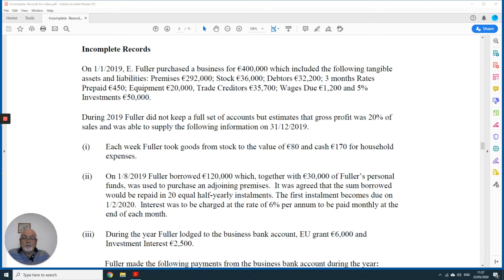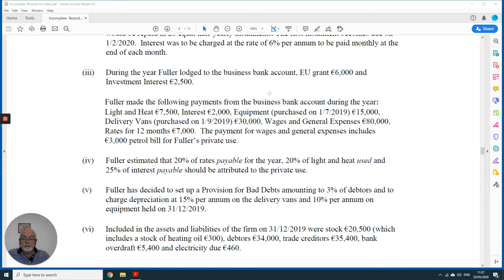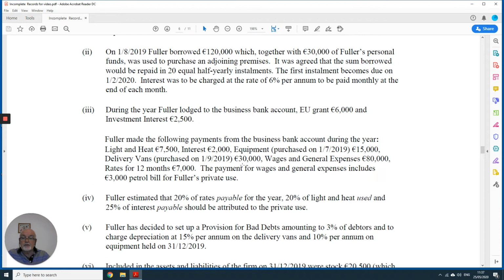In the same way with creditors, although we know the creditors at the start of the year, in the first paragraph, and at the end of the year, in the final paragraph, we don't, however, have any figure for the amount we paid our suppliers or creditors during the year. So again, no chance of doing a credit control account to find our credit purchases. So we've got to use a different methodology.